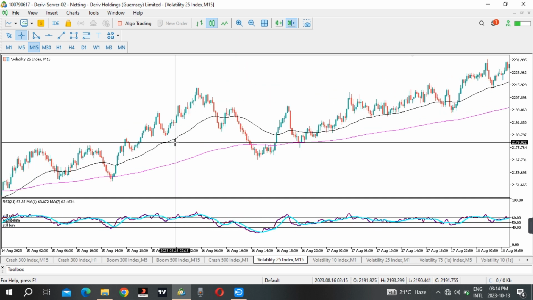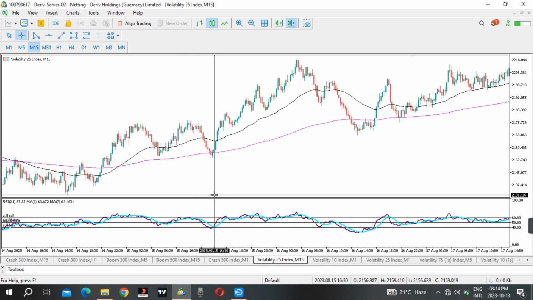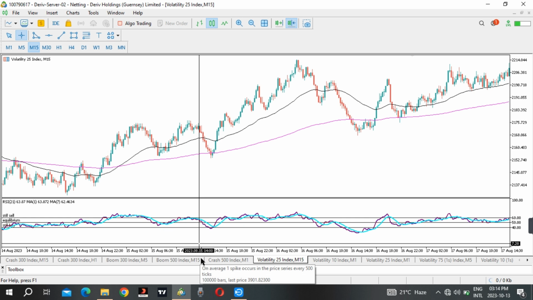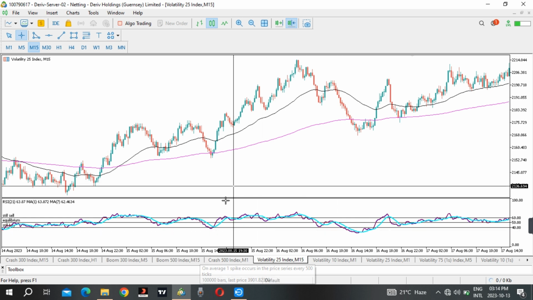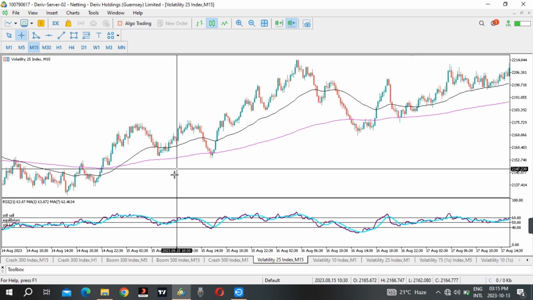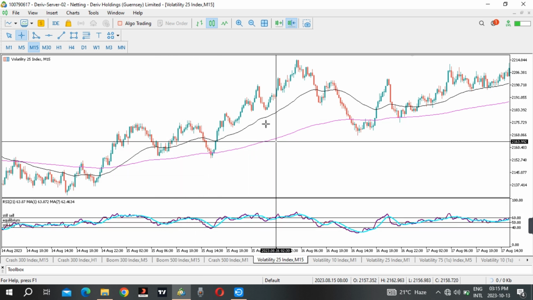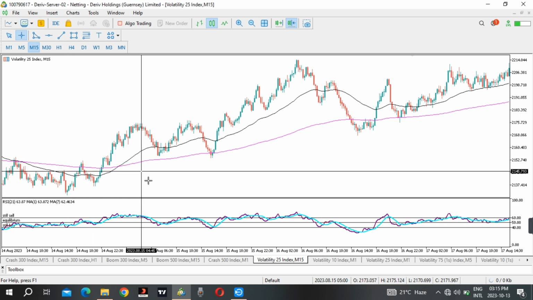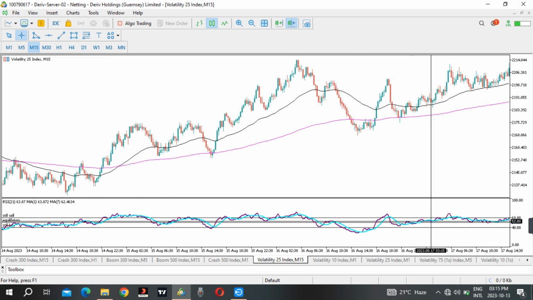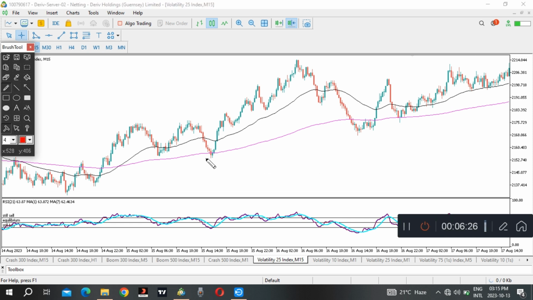So how are we going to be entering? If you want to understand how the RSI works, then I suggest that you watch the video on the RSI, so that it's easier for you to understand what I'm saying in this video. After we've determined the trend, we are going to be waiting for our pullback. When we get a pullback over here, we are going to be entering when the RSI and the blue line cross over.